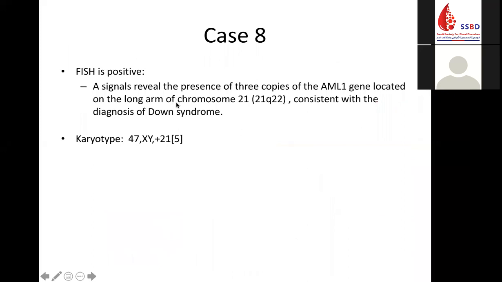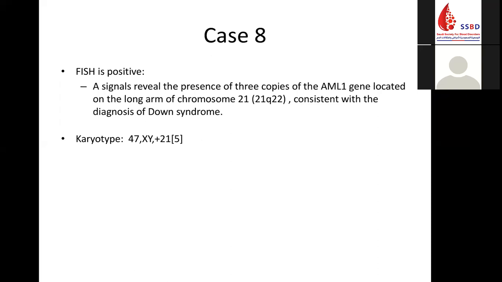FISH is positive only for the trisomy 21, and also the karyotype. So the diagnosis for this patient, looking at his age, a newborn with Down syndrome, you would think that this could be a transient abnormal myelopoiesis. Of course, you could call it myeloid leukemia associated with Down syndrome, and you would not be able to differentiate between the two conditions.